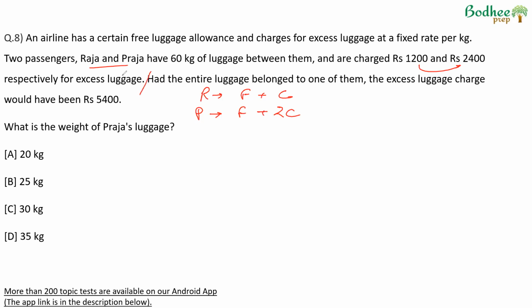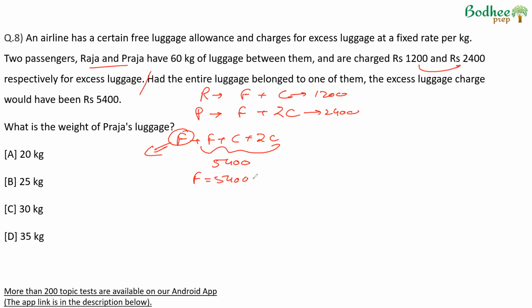Had the entire luggage belonged to one person, F plus C plus 2C, the free luggage for him will be only F, and he'll have to pay for everything else. C costs 1200 rupees, 2C costs 2400 rupees. But in this case, the cost is coming out to 5400 rupees. Therefore, the cost for the free luggage is 5400 minus 1200 minus 2400. If one person is bringing all of this luggage, this F will not be free for him. Only the first F will be free. So F costs 1800 rupees.